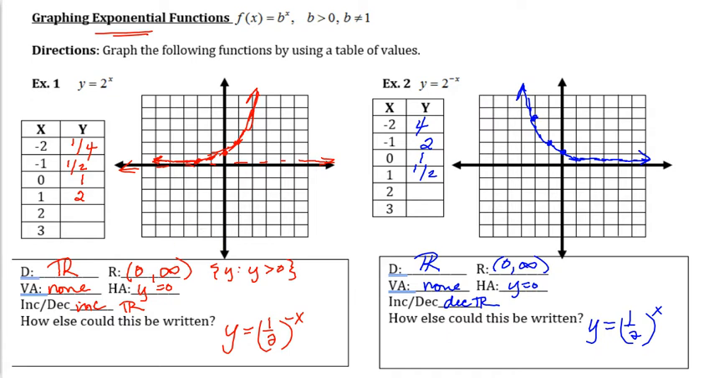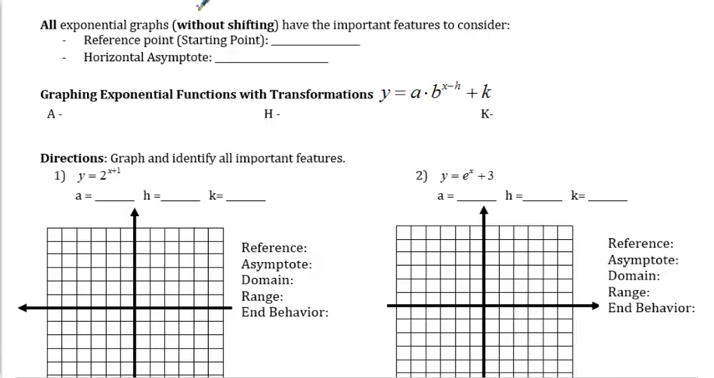Now let's dig into how we would translate these. If you noticed already, there was one point that appeared on both of the exponentials we just looked at, and that was 0, comma 1. We'll use this as a reference point, a starting point for our shifts. We'll also use the asymptote y equals 0 as a starting point. That's our baseline, and we're going to move from these as we shift.